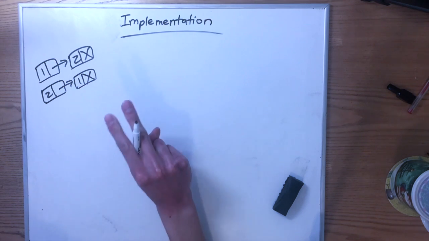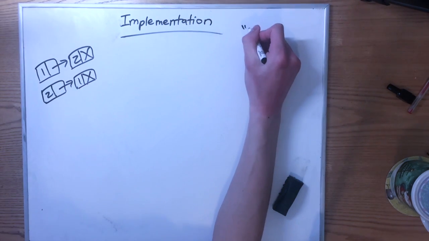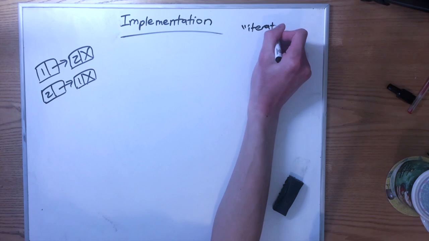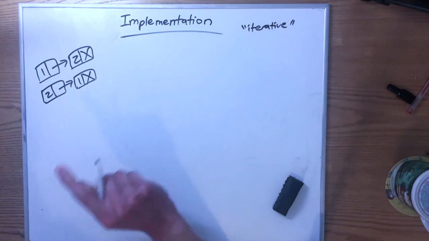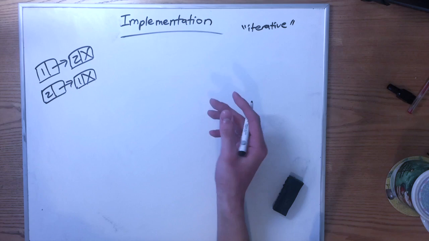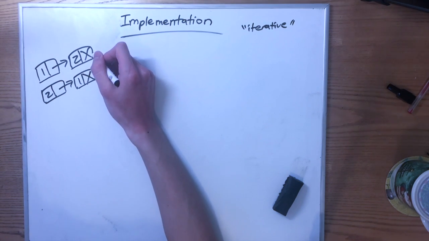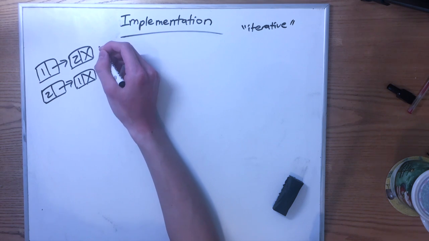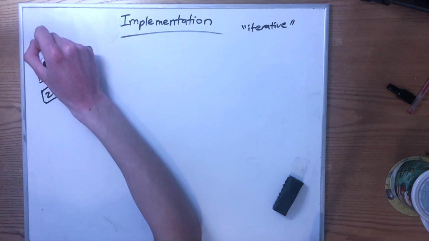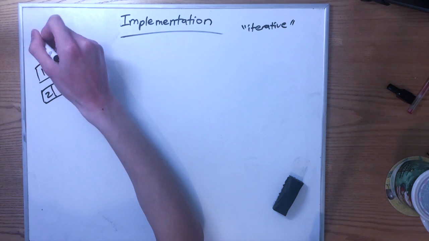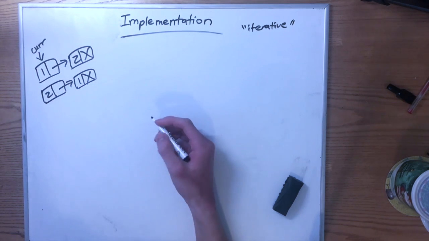Okay, 2 observations before we begin. First, our solution is going to be iterative. That means there's going to be a loop somewhere in our solution. Second observation, when we're given a linked list, they'll give us a pointer to the first node in that linked list. So let's call that pointer cur. Cur will point to the first node in our linked list.